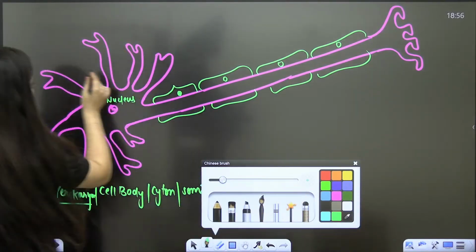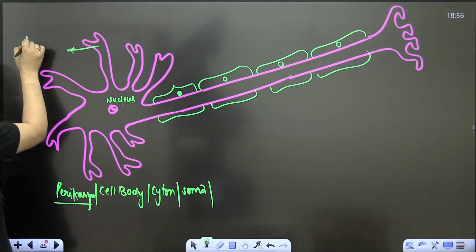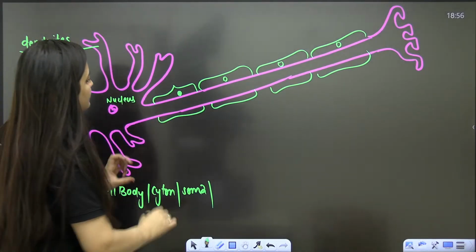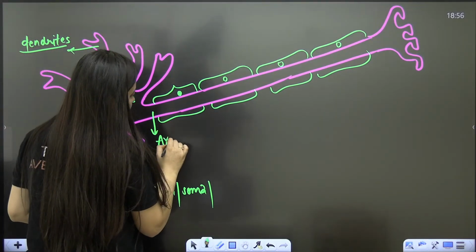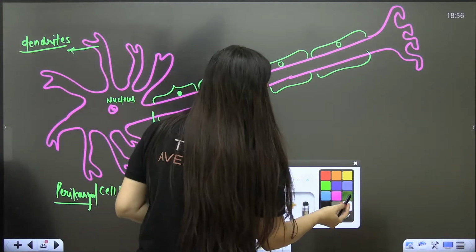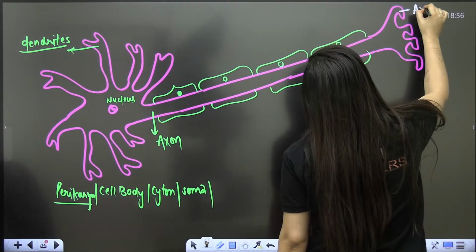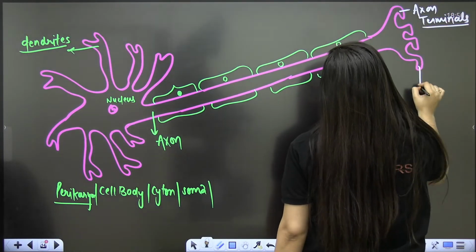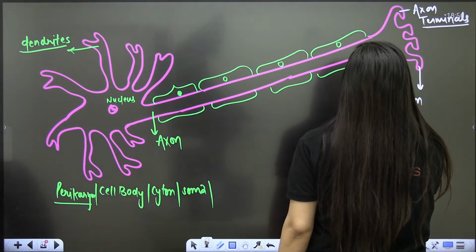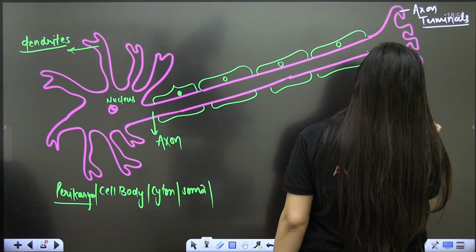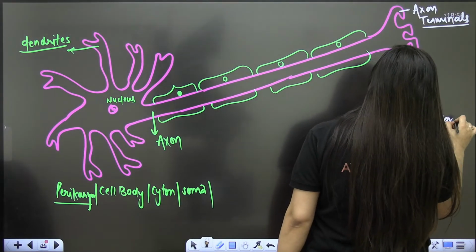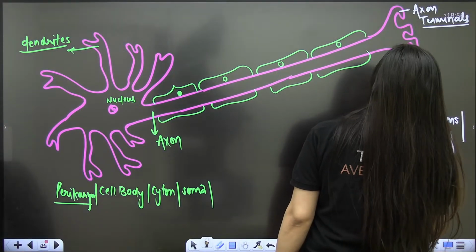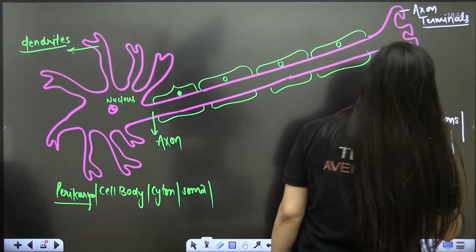If you notice these branch-like things, they are the dendrites. And the cylindrical structure is known as the axon. Now, these are the axon terminals, the ends of the axon, which you can also call axon arborizations. Axon endings, axon terminals, axon arborizations, it's all the same. Are you getting my point?